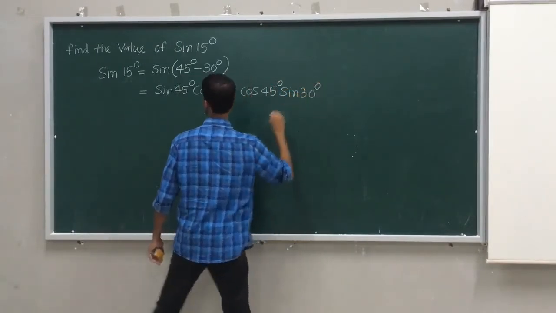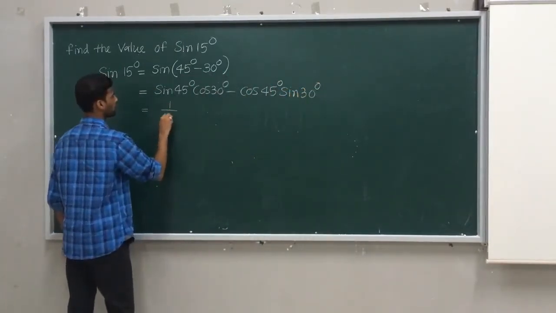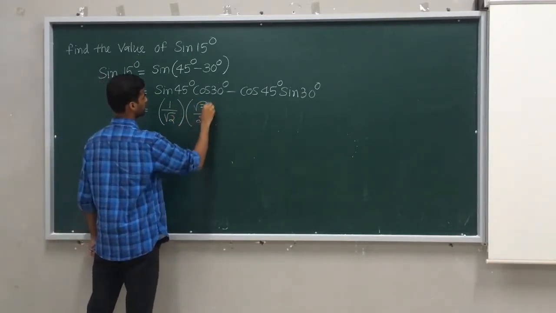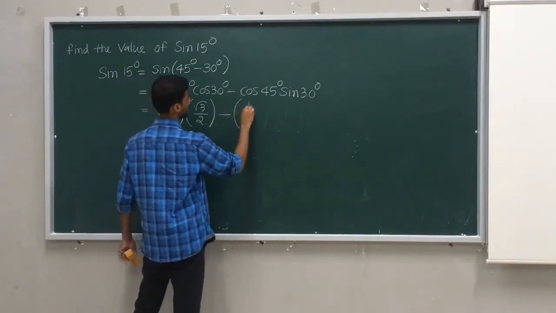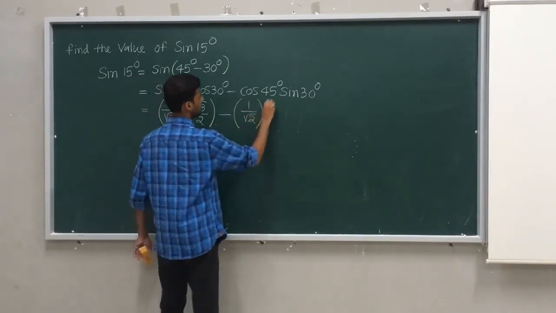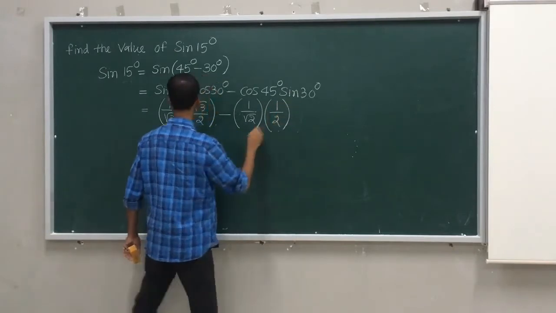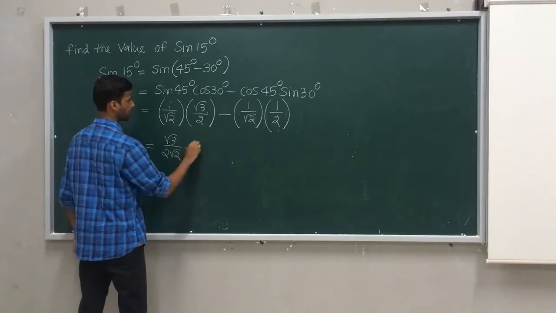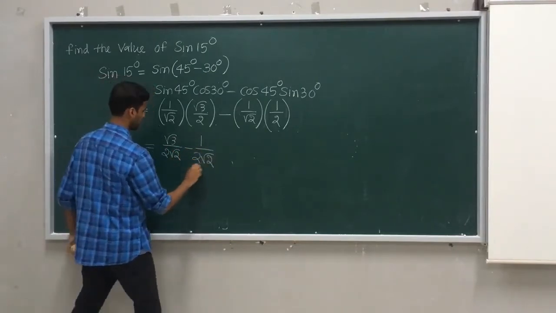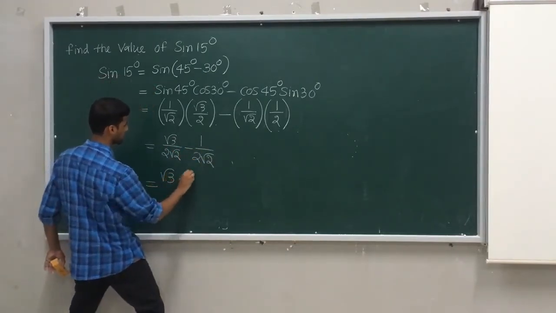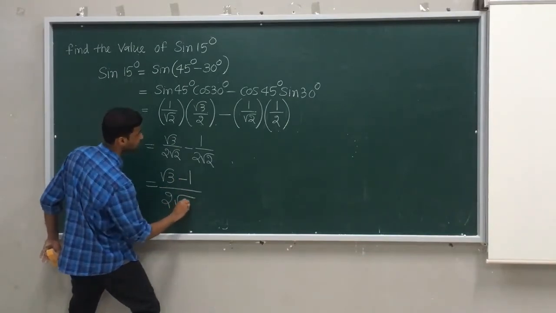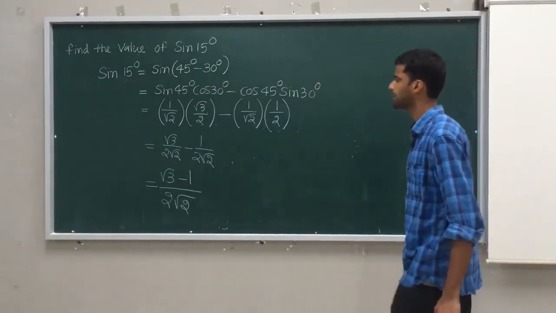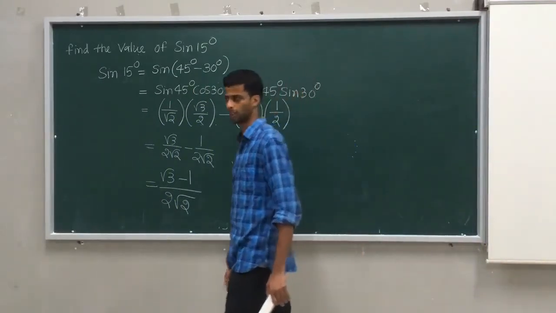Okay. Sin 45 degrees is 1 by root 2. Cos 30 degrees answer is root 3 by 2. Minus cos 45 degrees 1 by root 2, sin 30 is 1 by 2. Its answer is root 3 by 2 root 2 minus 1 by 2 root 2. When you simplify, its final answer is root 3 minus 1 divided by 2 root 2. So sin 15 answer is root 3 minus 1 upon 2 root 2. Okay.